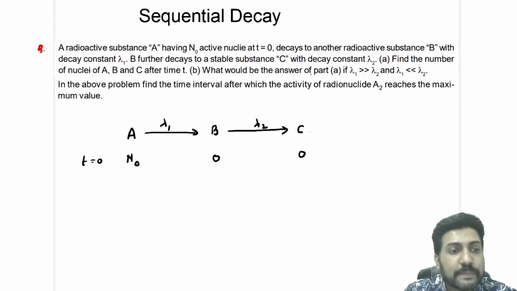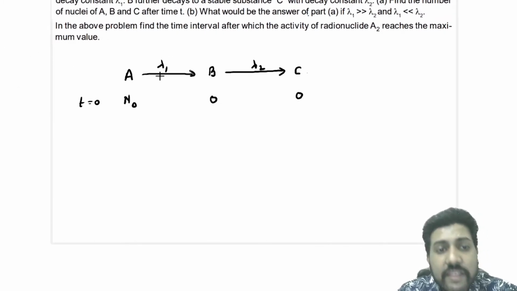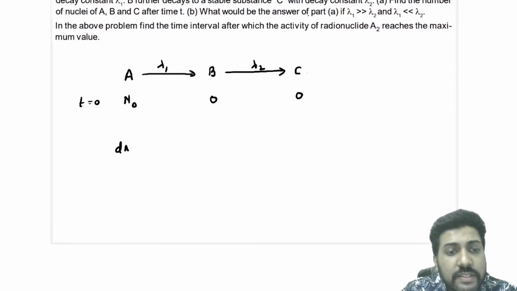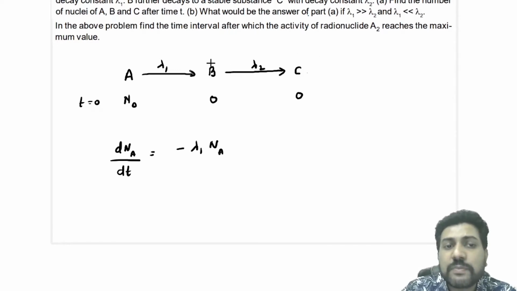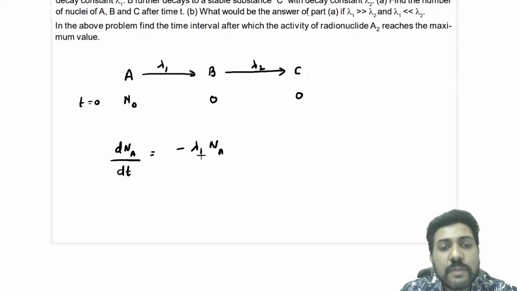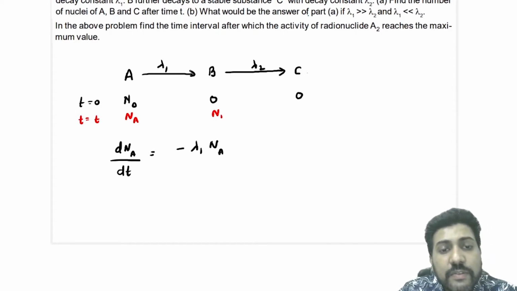Okay, so the first thing that we will write is A is decaying with rate constant lambda 1, right? So I'll write the first equation, that is dNA by dt is equal to minus lambda 1 into Na, because A is decaying with rate constant lambda 1. It does not matter what is happening with B. A is decaying with the rate constant lambda 1. That means dNA by dt will be equal to minus lambda 1 Na. So we assume that at any time t, the number of nucleus of A is Na, the number of nucleus of B is Nb, and the number of nucleus of C is Nc.